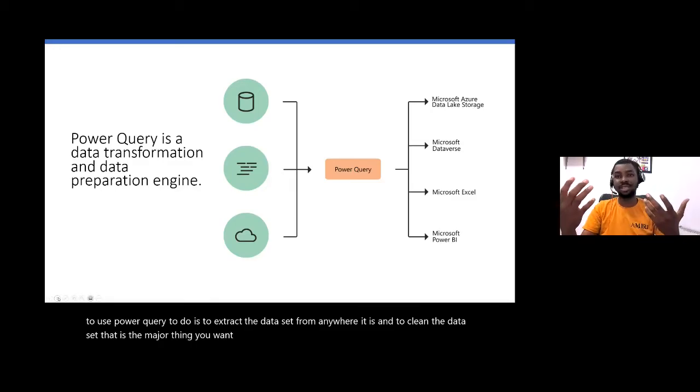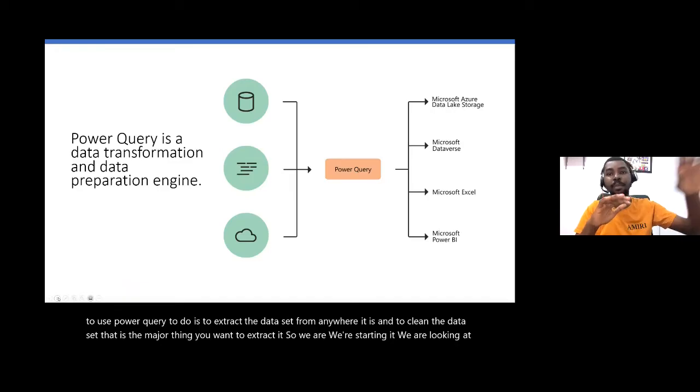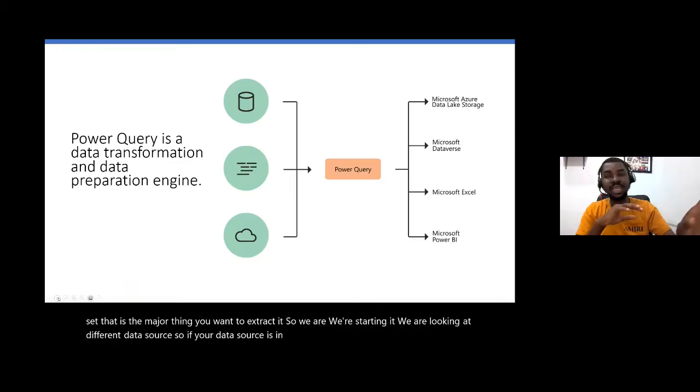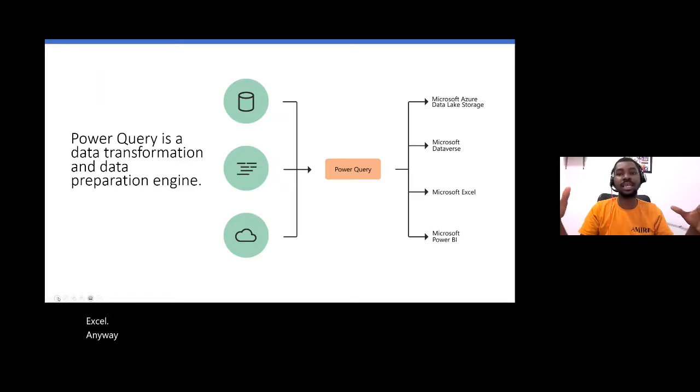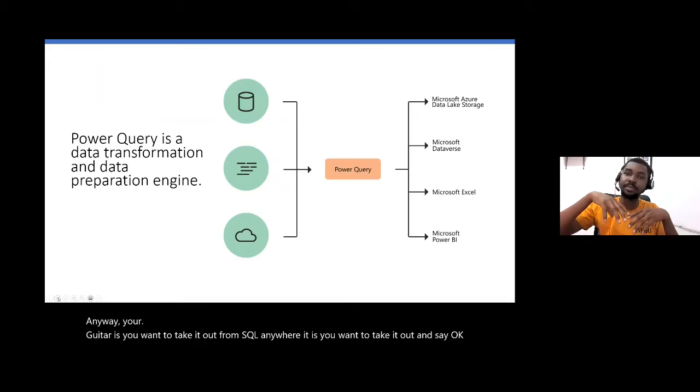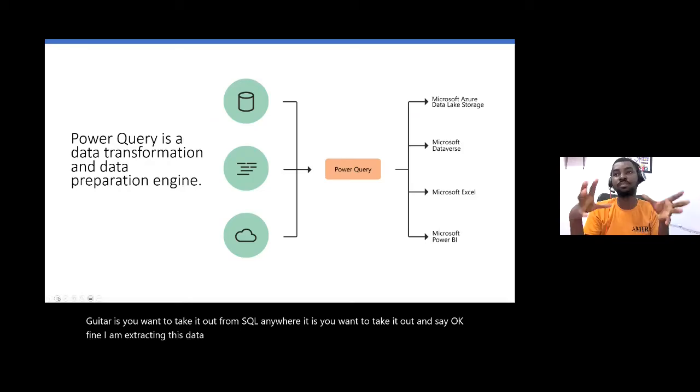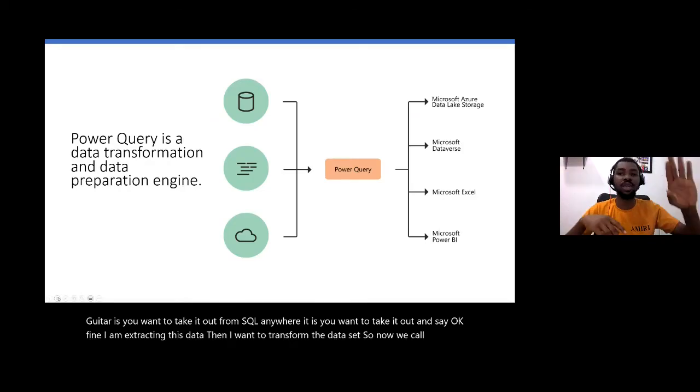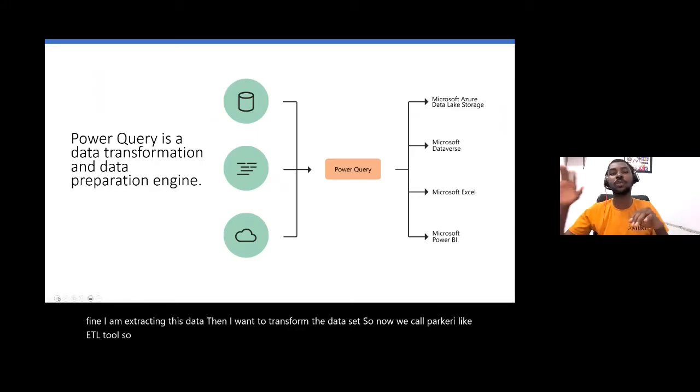So where we're extracting it, we are looking at different data sources. If your data source is on the web, in Excel, in CSV, in Azure, in Dataverse, in SQL, anywhere your data is, you want to take it out and say, okay, fine, I am extracting this data, then I want to transform the data set. So now we call Power Query an ETL tool. E for extract, T for transform, and L for load.